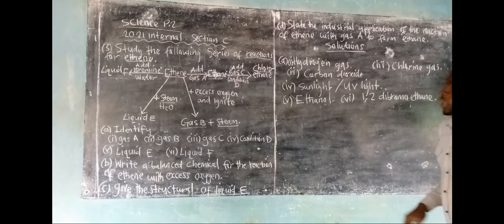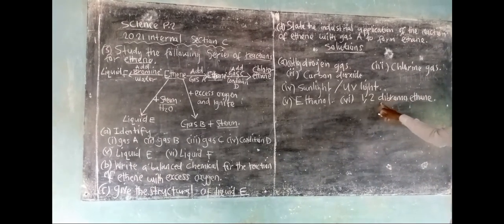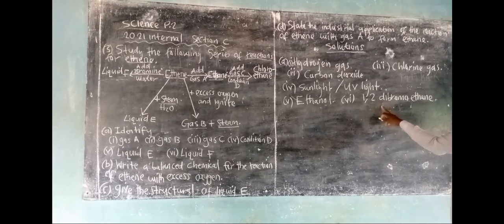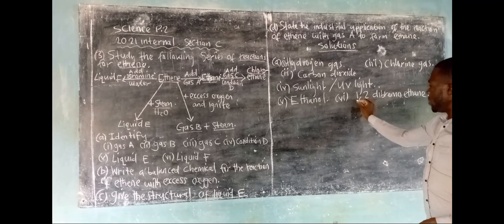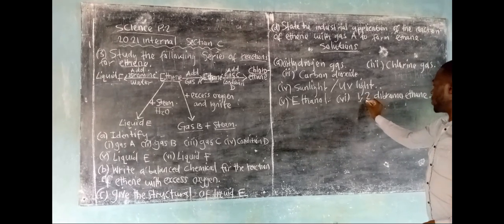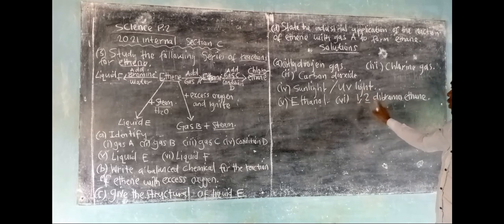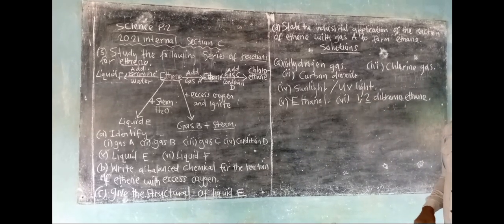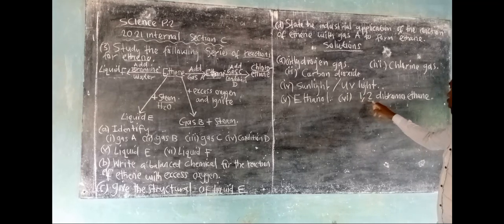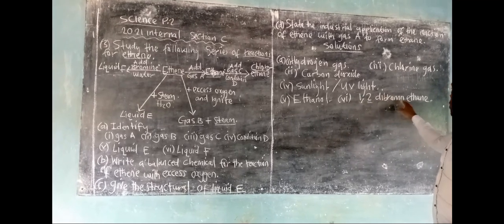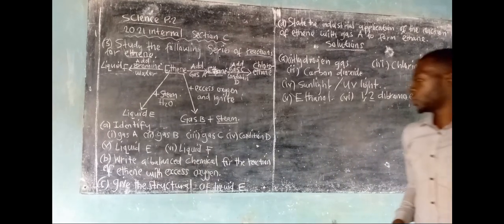So the two bromine atoms there are at carbon number 1 and also at carbon number 2. Since they are at carbon number 1 and 2, we need to include those numbers in the naming. So we are saying it is 1,2-dibromoethane. Okay, we move on to B.